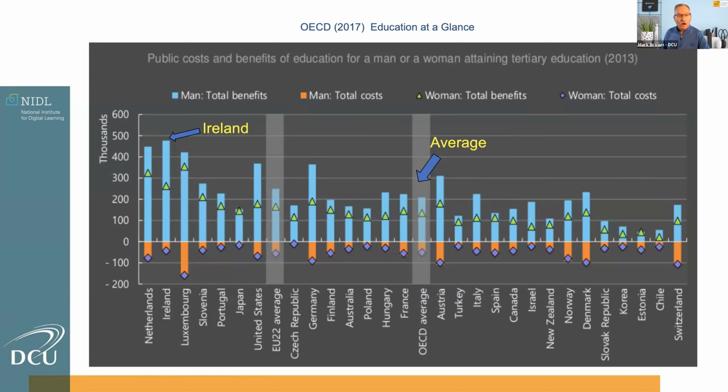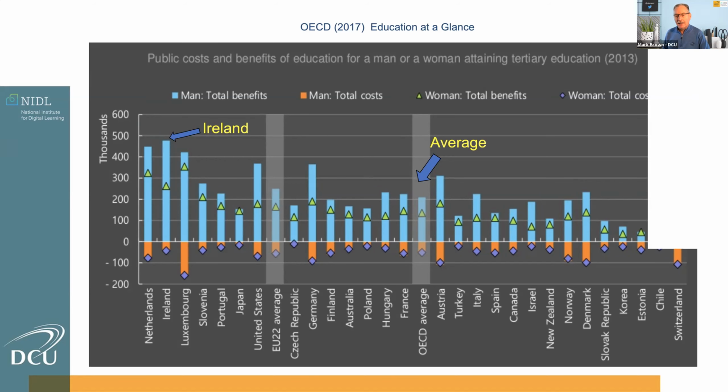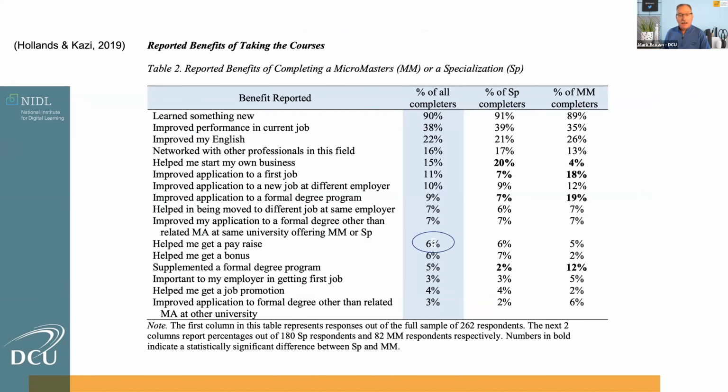Ireland has very high private and public benefits. New Zealand, where I'm originally from, actually has very low benefits. Of course, that doesn't tell the full story because New Zealand has a very open market. Ireland doesn't really support part-time learners, so hence they're not showing up in this data. But the point I'm trying to make is that we know very little about the benefits.